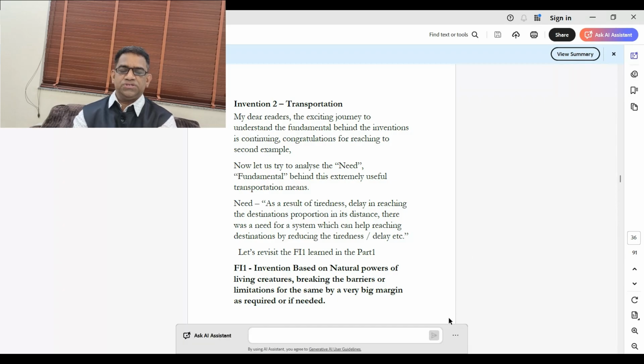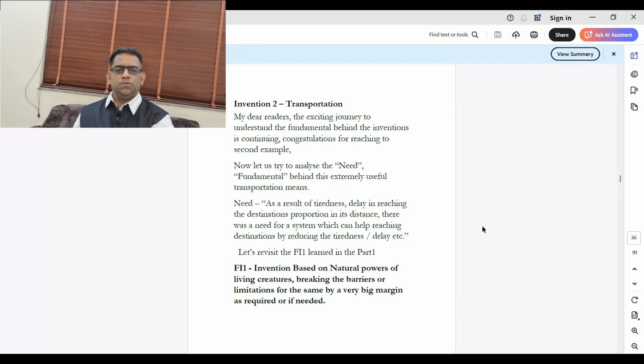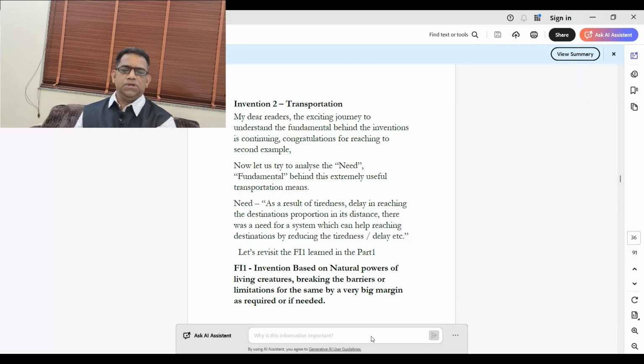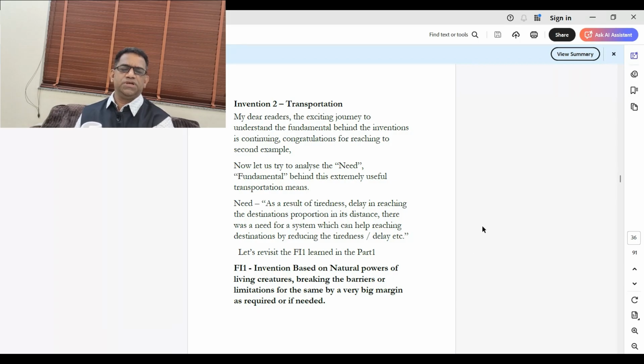Let's revisit the fundamental FI1 and what it talks about. Here I mentioned, see this page. Invention based on the natural power of living creatures, breaking the barriers and limitations for the same by a very big margin as required or needed.